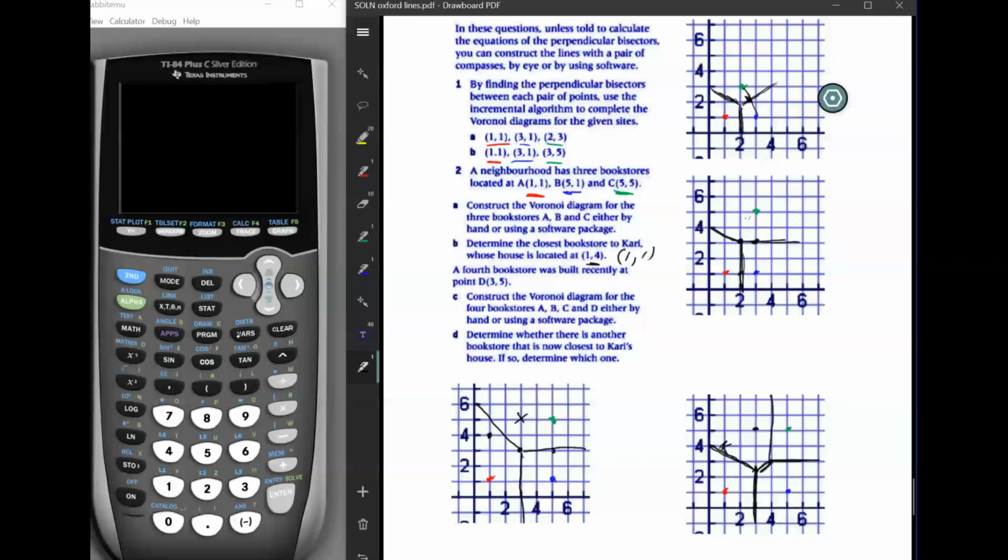Did you see how the corner of this part here got cut off because of the new border between black and blue? Whenever you put in a new bookstore or Domino's Pizza, you need to check the border between itself and all the other existing close by Domino's to see if any of the borders are going to change.